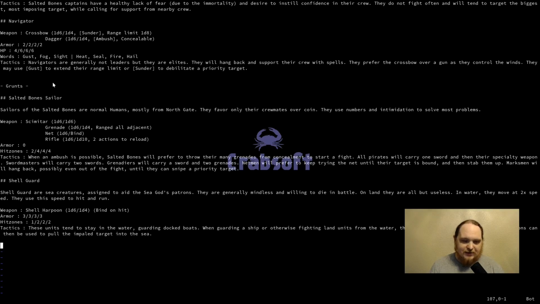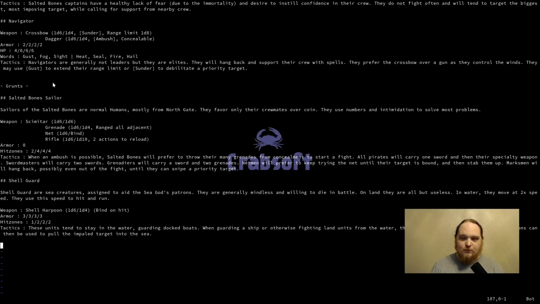When an ambush is possible, Salted Bones will prefer to throw their many grenades from concealment to start a fight. All pirates will carry one sword and then their specialty weapon. Swordmasters will carry 2 swords. Grenadiers will carry a sword and 2 grenades.